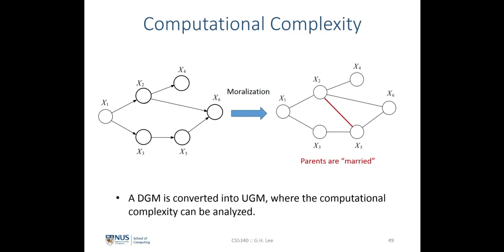Now here's an example of the directed graphical model that we have seen earlier. The first step towards the analysis of the computational complexity would be to moralize the directed graphical model by first marrying all the parents of every single node, and then we'll drop the directed edges in the graph. And this is the result over here, where x6 consists of 2 parents. We'll marry the parents, and then we'll drop all the directions of the edges in the graph.